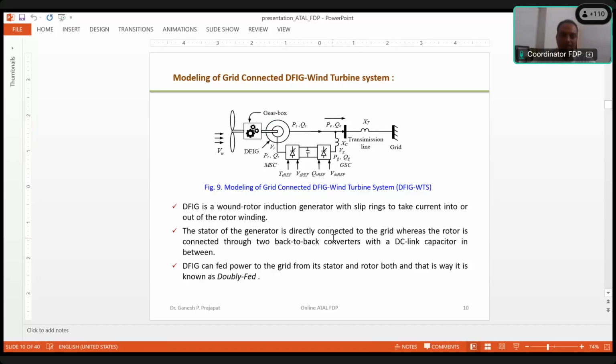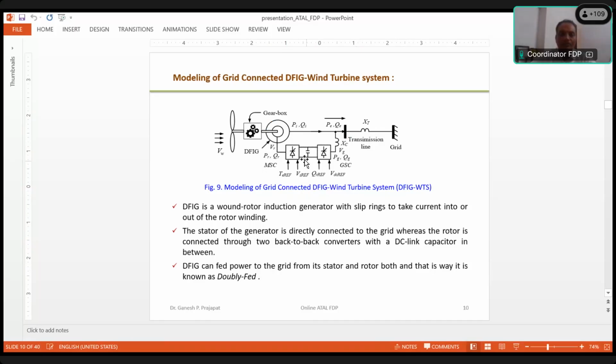As I already said, the DFIG is a wound rotor or slip ring kind of induction generator, with slip rings to take current into or out of the rotor winding. We can inject some voltage into the rotor and we can take voltage out of the rotor, which enables us to make controls over the generator and the turbine. The stator of the generator is directly connected to the grid, whereas the rotor is connected to back-to-back converters with a DC link capacitor in between.